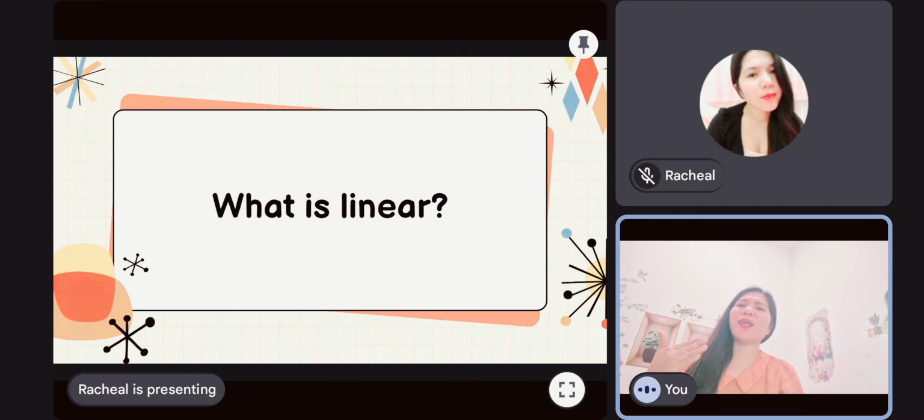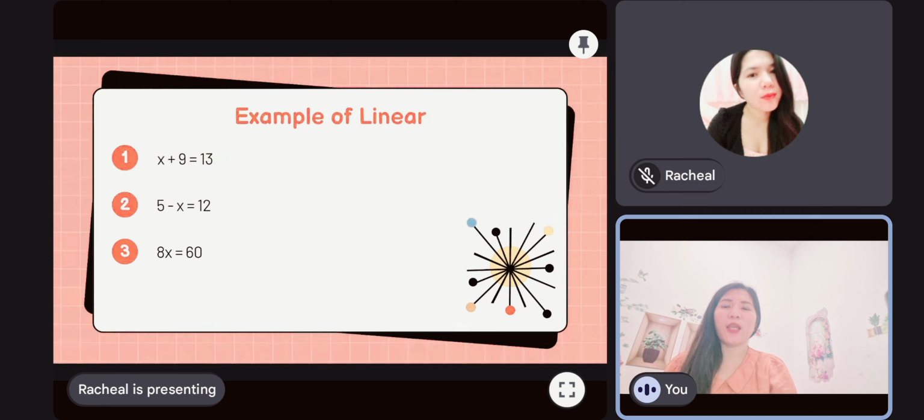So, when we say linear, what will come up into your mind? What is linear? Linear is a one variable that will be raised to the first power. What will you understand when we say raised to the first power? So here I will show you some examples of linear.